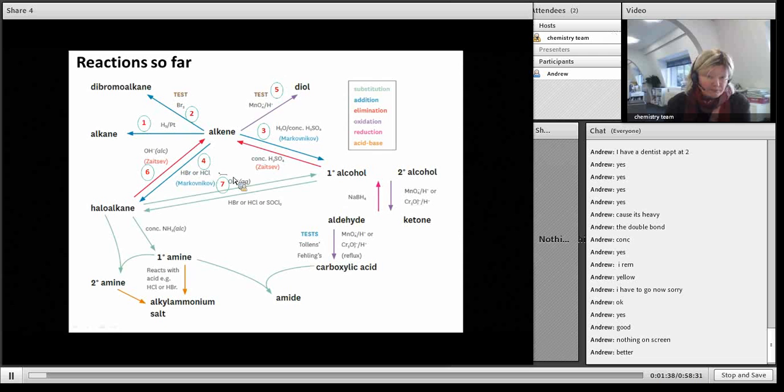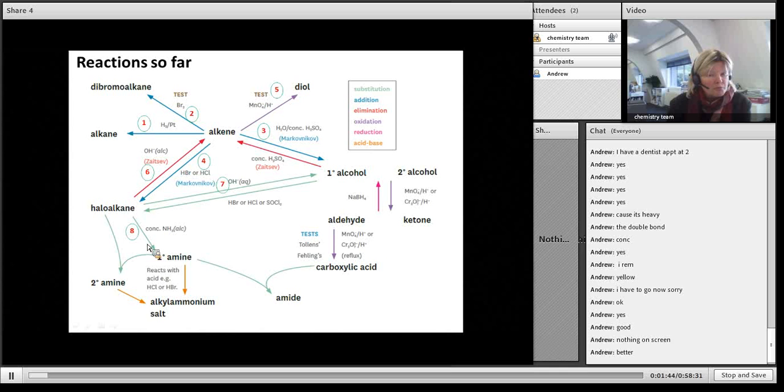Then we had other substitution reactions. The first one was hydration. The next one was adding conc. ammonia, and that formed a primary amine, or I could react it with a primary amine to form a secondary amine. So those were the four reactions of the haloalkanes.